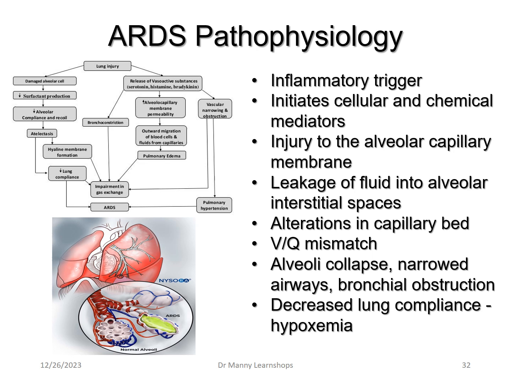What's the pathophysiology? Well, something causes an inflammatory response, and it initiates cellular, mechanical and chemical mediators. And it injures the alveolar capillary membrane, which results in leakage of fluid into the alveolar interstitial spaces and the alveoli. And it creates a ventilation perfusion mismatch, which means if the lungs are full of fluid, air can't get in, blood can still flow by, but the capillaries leak. They leak plasma. The alveoli collapse, bronchospasm, obstruction, and the lungs become stiff and non-compliant, and overall there's hypoxemia, which is unresponsive to oxygen therapy.